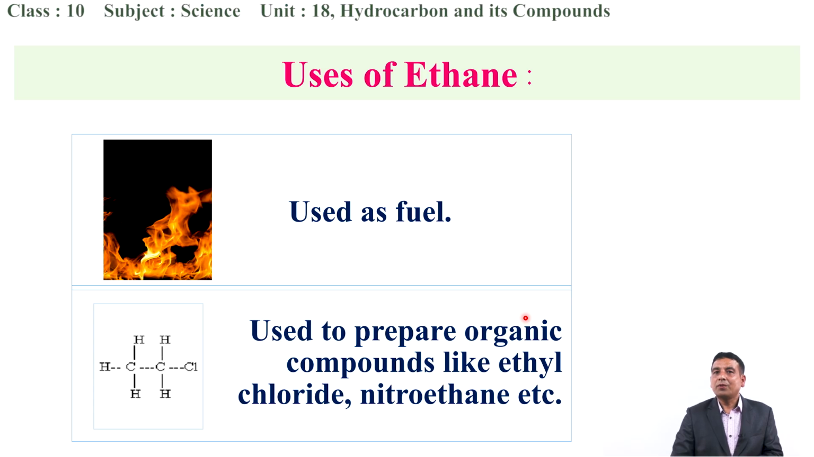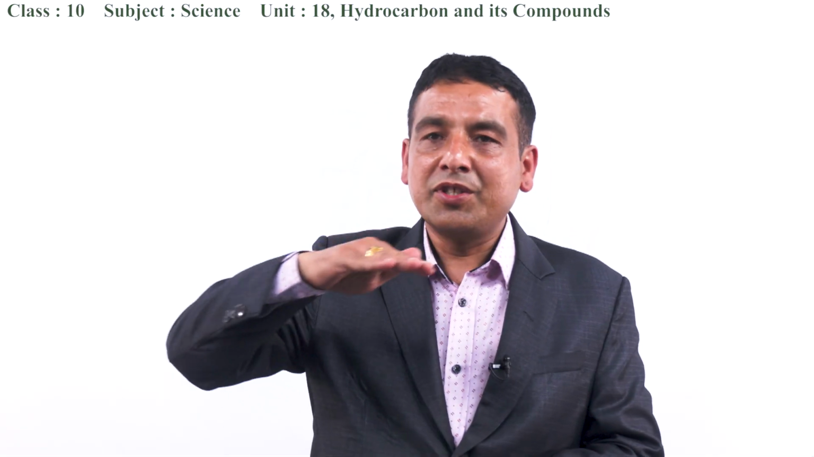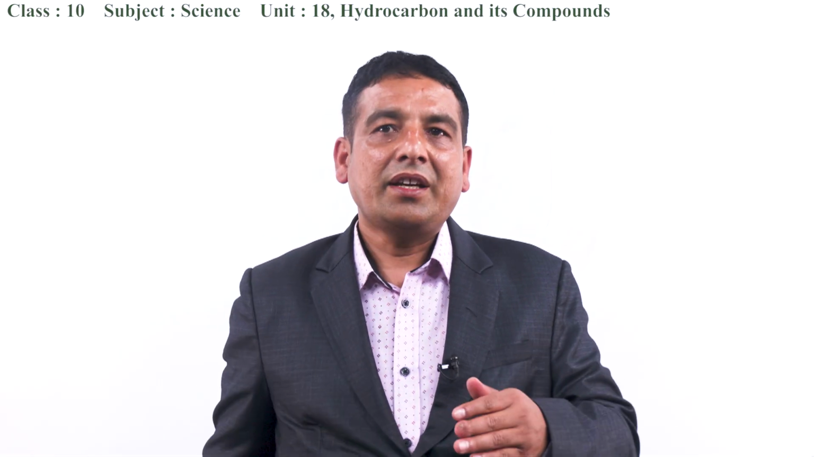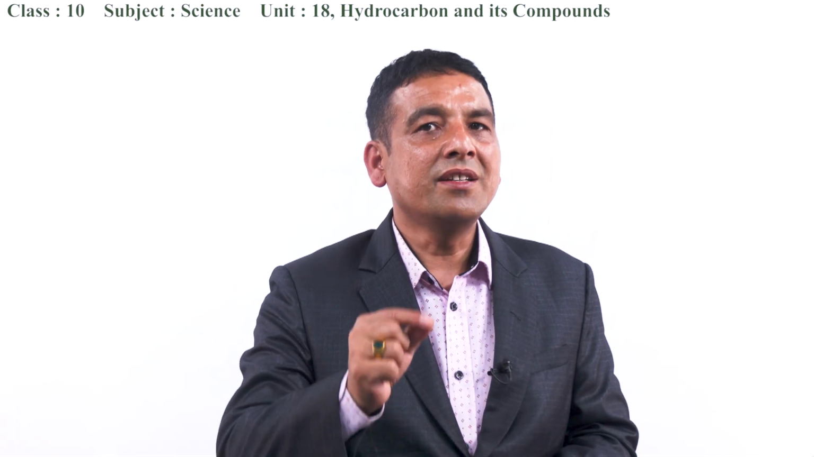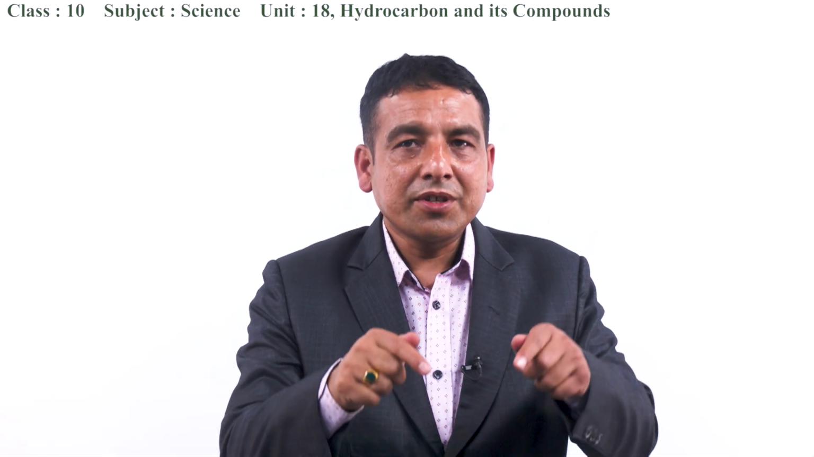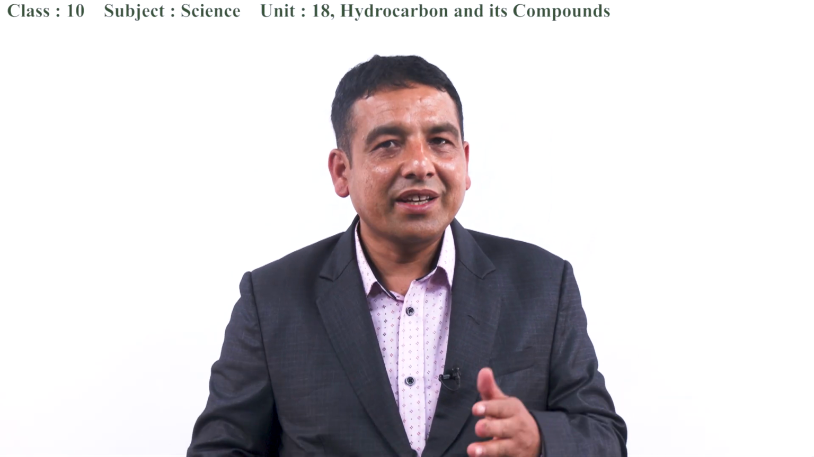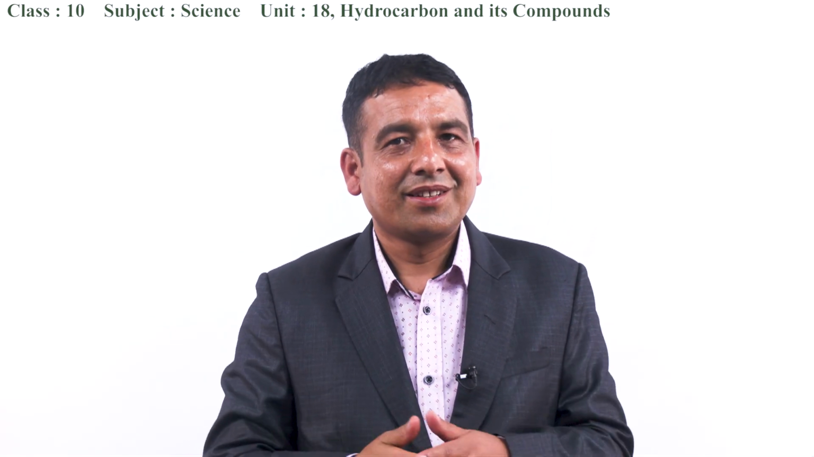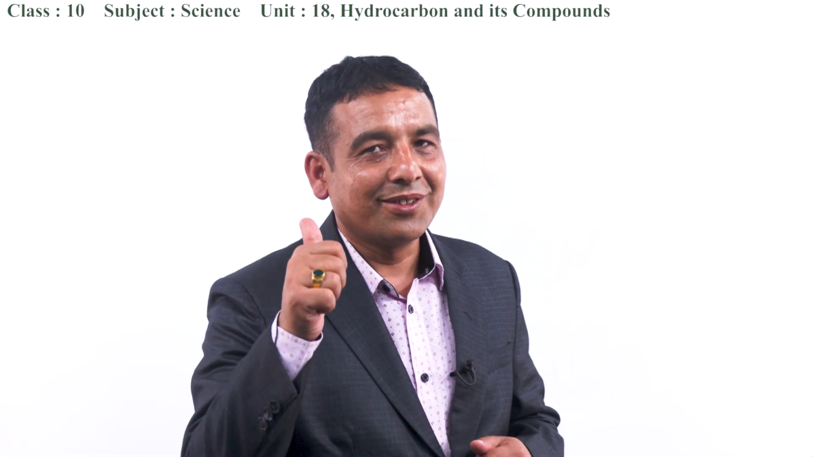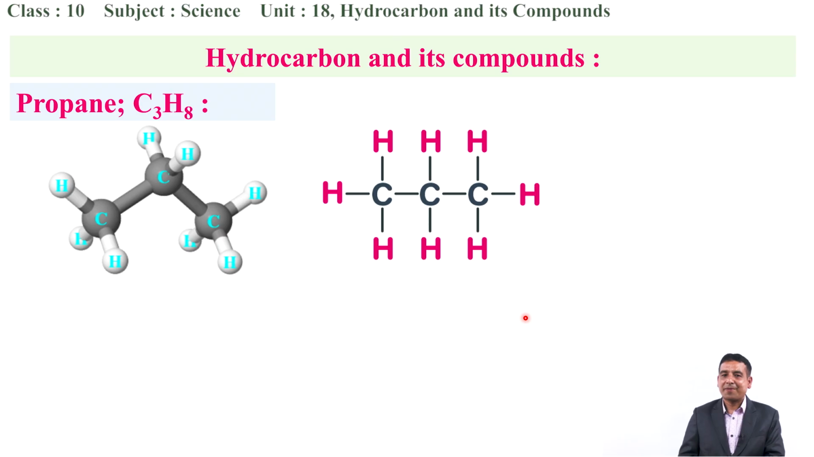Next one. In the consecutive trend, we have discussed methane at first, which contained only one carbon atom. We just discussed ethane. It contains 2 carbon atoms. What could be the next one? Can you make a guess? Yes. Okay, good. Propane. So we are talking about propane right now.